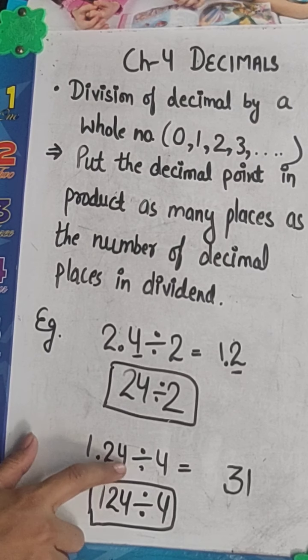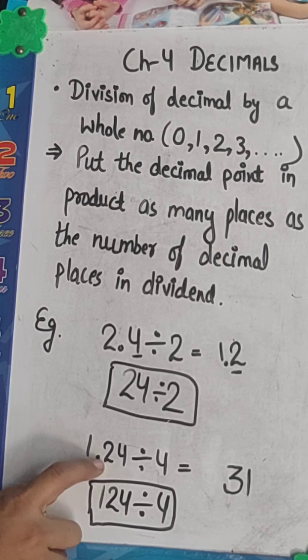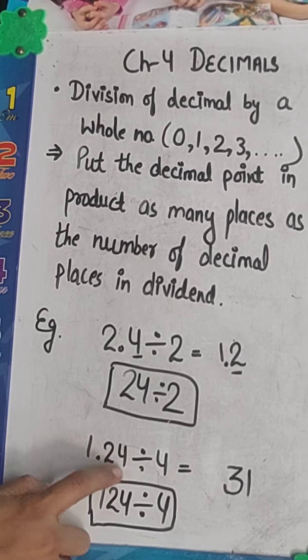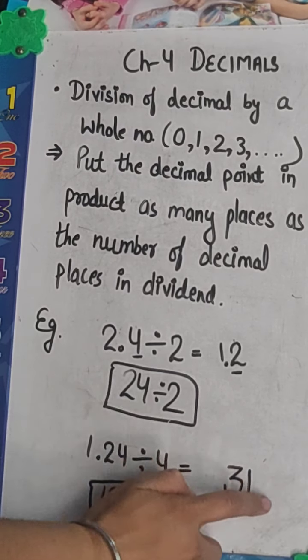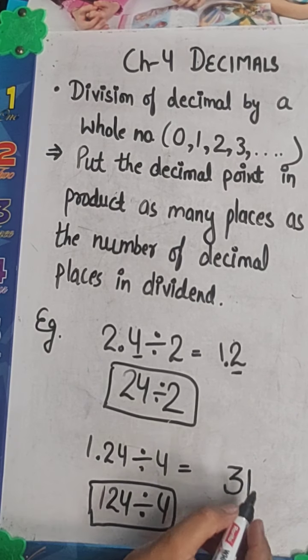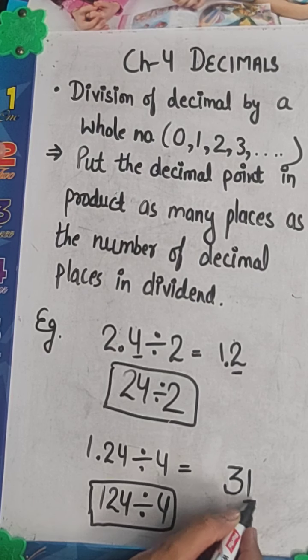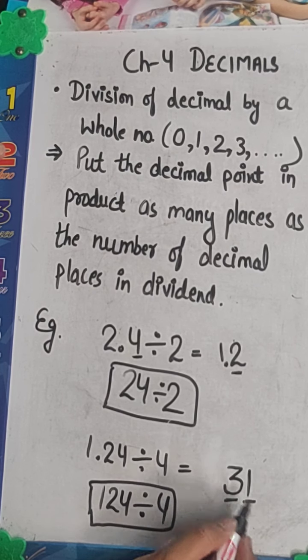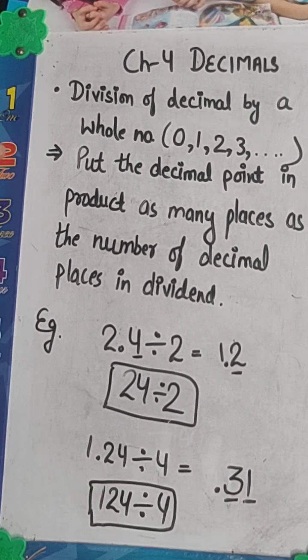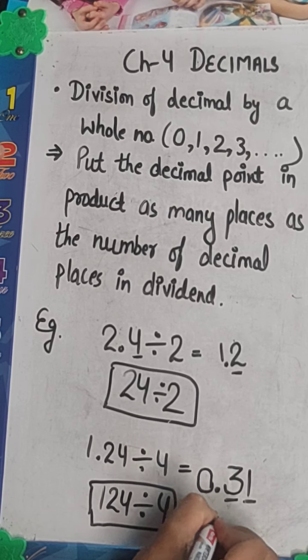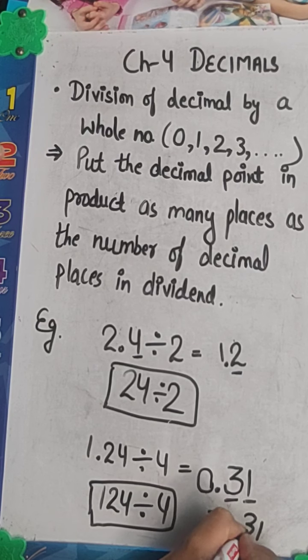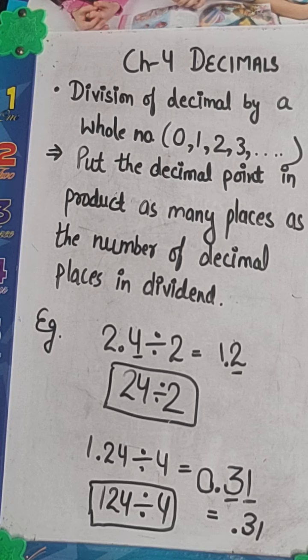Look here everyone, in the dividend we have the decimal before the two digits, counting from last. So in our product also we have to put the decimal before the two digits, counting from last. This is the first digit, this is the second digit. So before two digits we have to put the decimal, and this vacant place we will fill by 0, or you can simply write it as 0.31 also. That one is also correct. So in this way we can divide a decimal by a whole number.